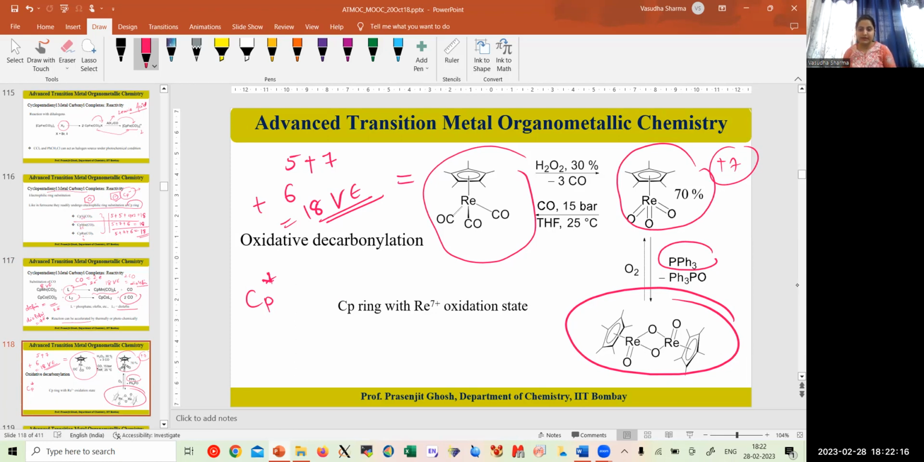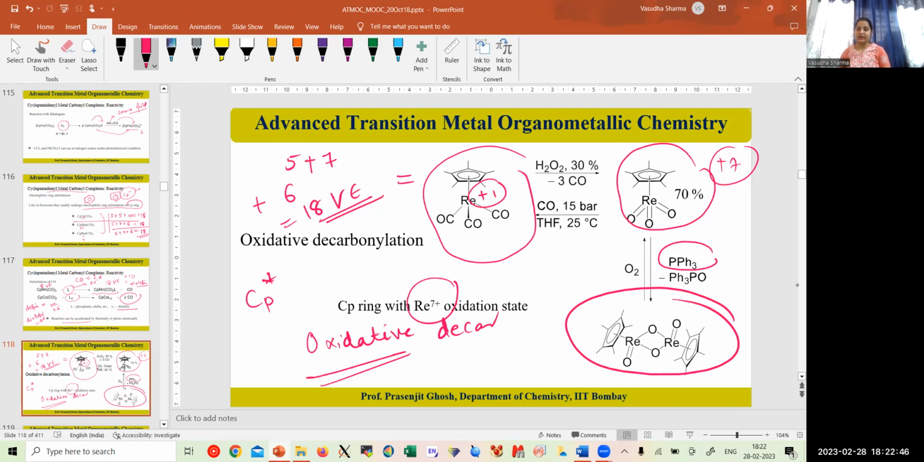Therefore, it has been called oxidative decarbonylation, because the oxidation is also happening. Here it was in the +1 oxidation state, and it has gone to the +7 oxidation state. So complexes with the cyclopentadienyl ring where the metal has the maximum oxidation state are very rare in nature. Only these kinds of complexes are reported where the metal exists in the +7 oxidation state with a Cp ring. And this is the side product. This is a very important reaction of oxidative decarbonylation.